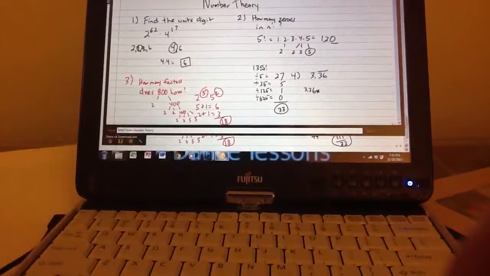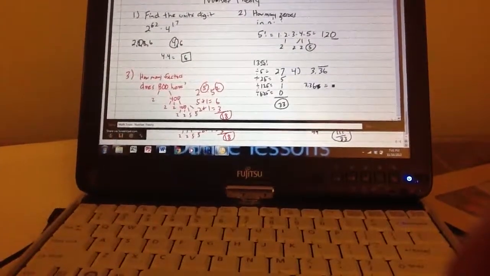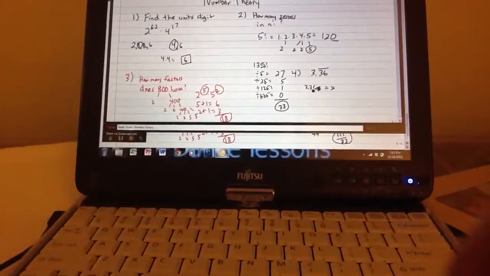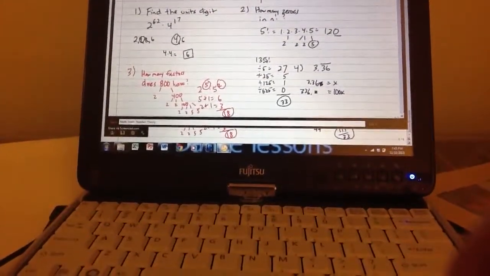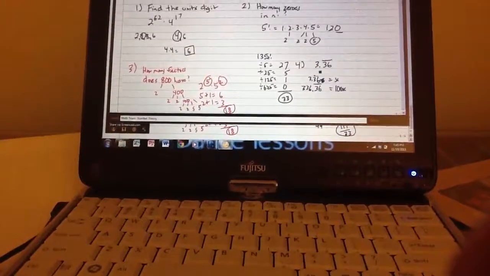is you want to set it equal to x, and then multiply by whatever number moves it over. So if there were 3 numbers after the decimal place, I'd multiply by 1,000, but since there are 2, I'm going to multiply through by 100. So then I have the exact same thing.